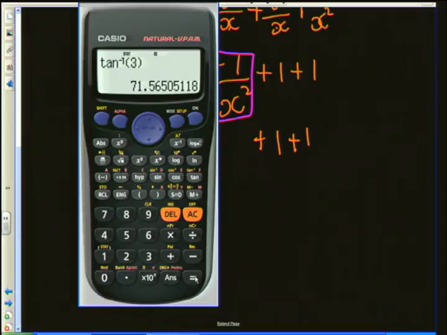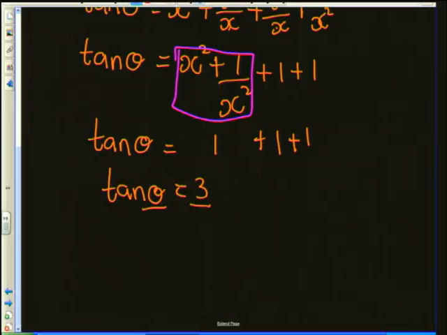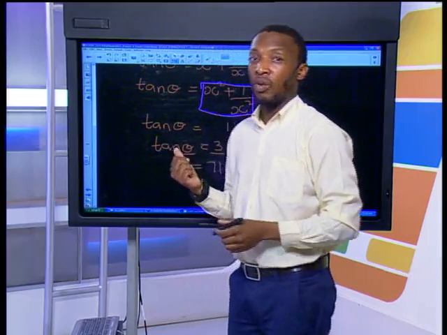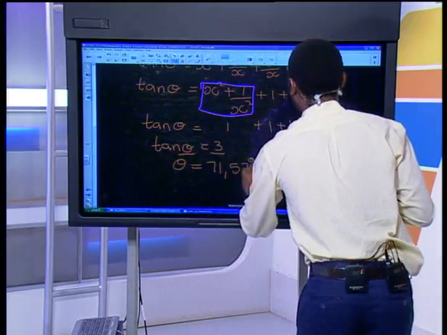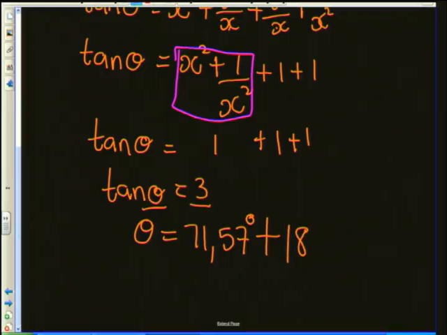And it gives you 71.57 degrees. So my theta is equal to 71.57 degrees, okay? However, they want the general solution, and it's the tan ratio. So we know that this answer will repeat itself every 180 degrees, plus 180k. Bear in mind that k is an integer.